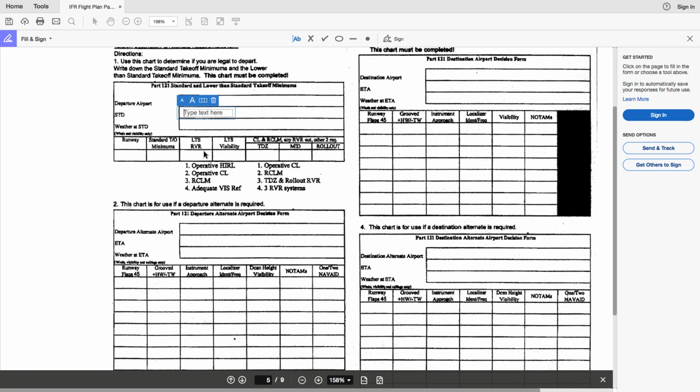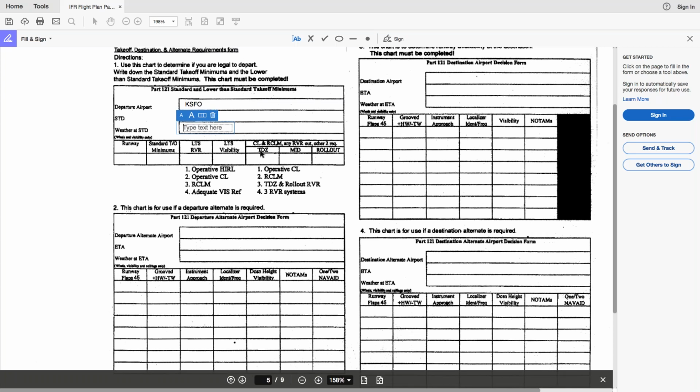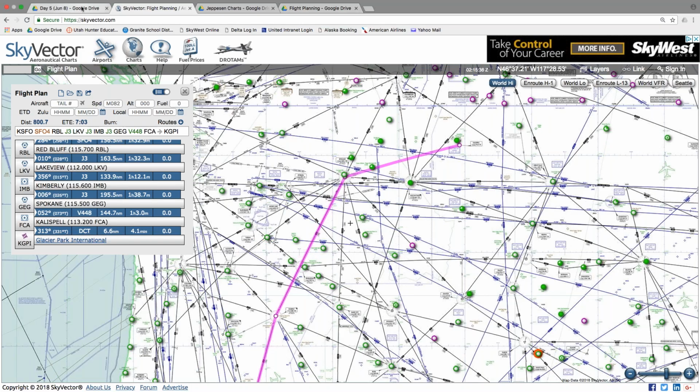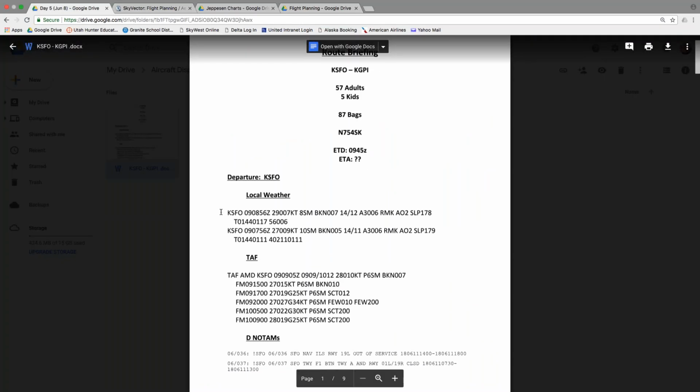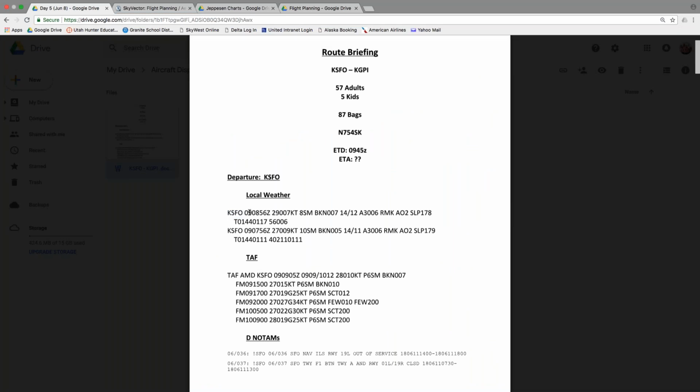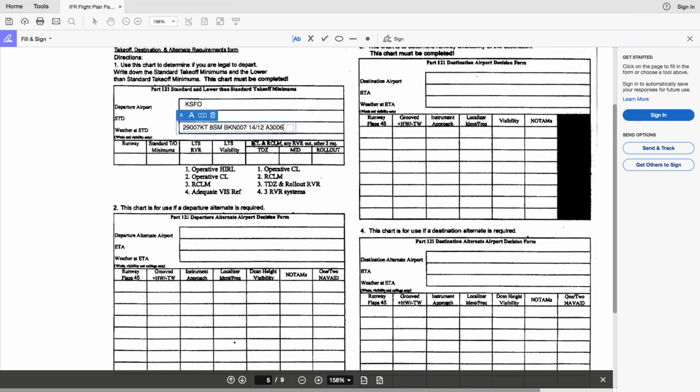Our time of departure, 09:45. Our weather at 09:45. You can just take this TAF line, or I'm sorry, the METAR, up to their mark. Just slap it in there.